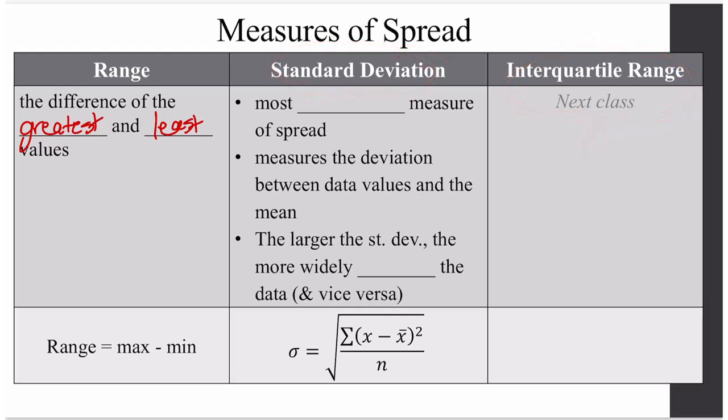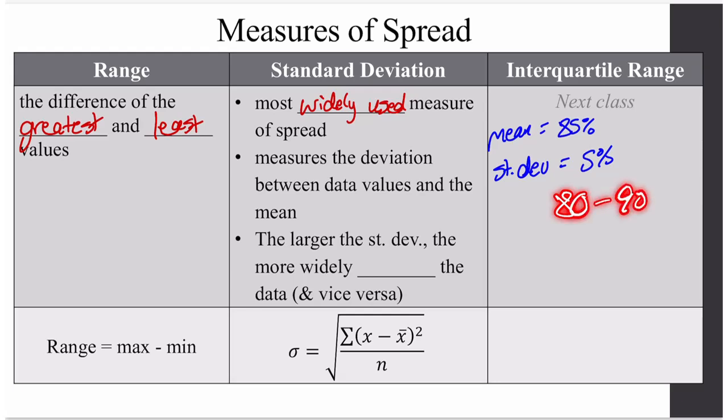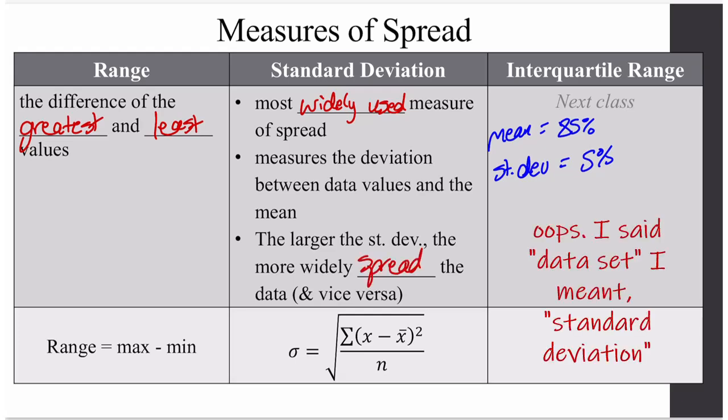Okay, standard deviation is the most widely used measure of spread. What it does is it measures the deviation of each individual data value from the mean. So if you had a situation where the mean of some test scores was, say, 85% and the standard deviation was, say, 5%, then you could say that most of the scores were between 80 and 90%. So 5% above the mean and 5% below the mean. So if you scored something like a 95%, then you did really well compared to everybody else because you were way above the mean, more than one standard deviation above the mean. And then the larger the standard deviation, the more widely spread the data, and vice versa. If you had a very small standard deviation, then your data is going to be less spread out.